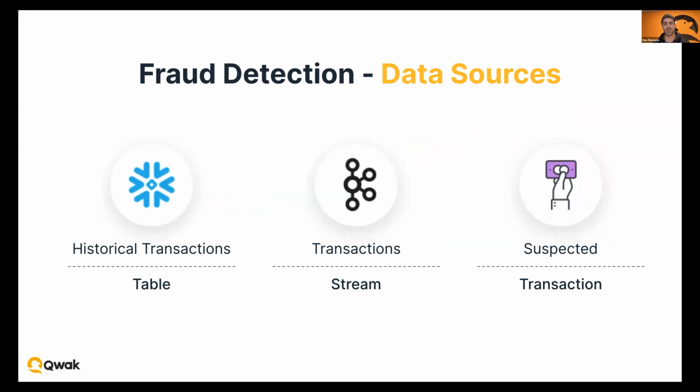And we have three data sources which are relevant for our use case. One, the historical transaction table stored in Snowflake. Second, the live transaction stream, on top of some Kafka topic. And third, the suspected transaction itself. Okay? More specifically, the properties that are a part of the fraud classification request themselves.